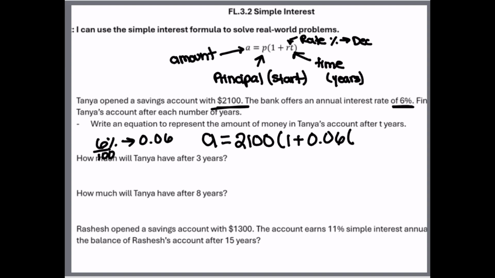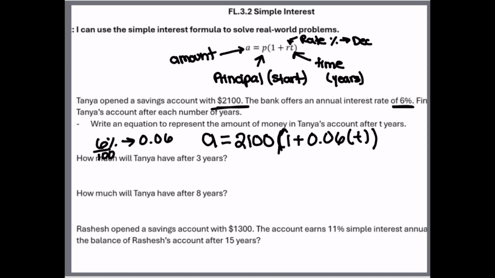Then we have our time. Right now, we don't know our time, so we're just going to leave it as T. And I like to put parentheses because anytime I plug something in, I put it in parentheses, and the other set of parentheses are going to close that first set, and you're all set.